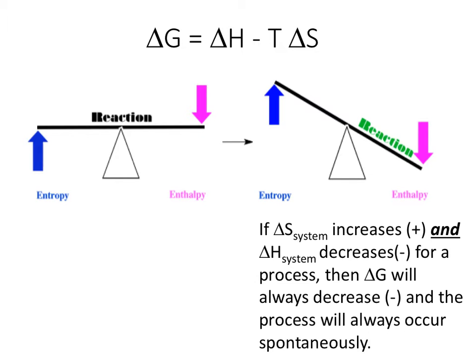I thought these diagrams were kind of helpful. Okay, so here's a situation. Again, keep the formula in mind. I still use that formula when I'm predicting spontaneity. So if entropy is increasing, imagine a little teeter-totter here, and enthalpy is decreasing, that means they're both favorable.